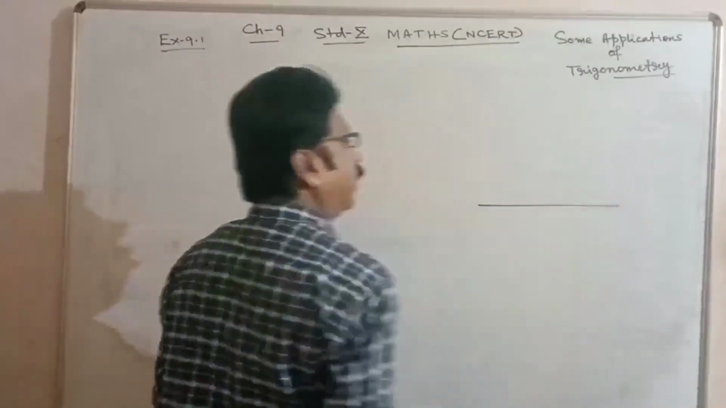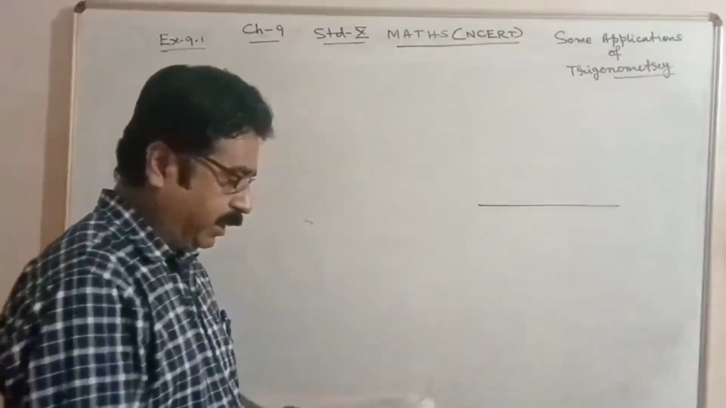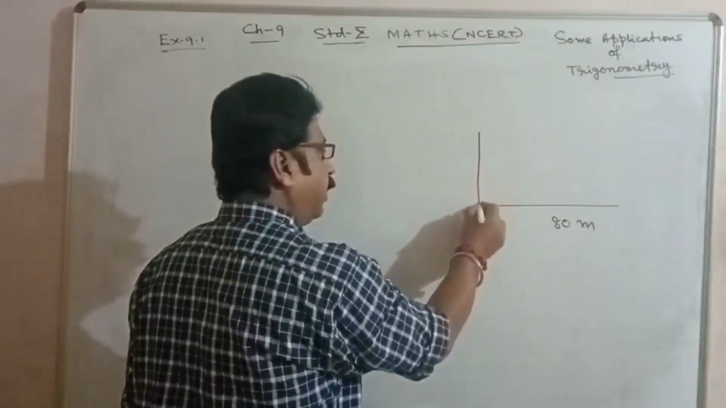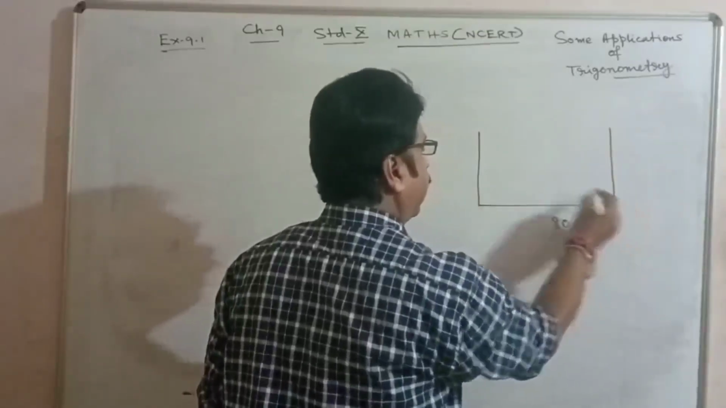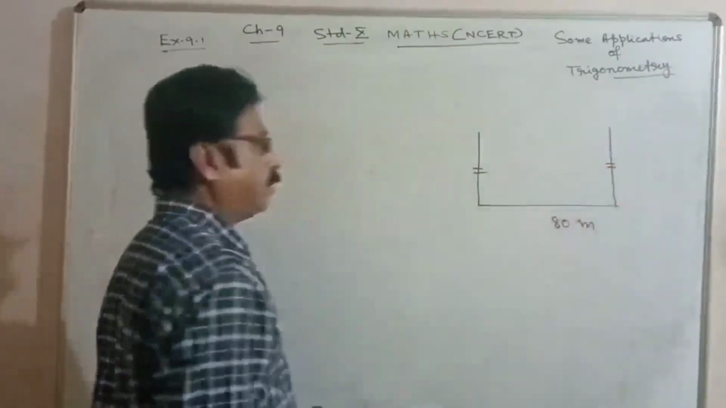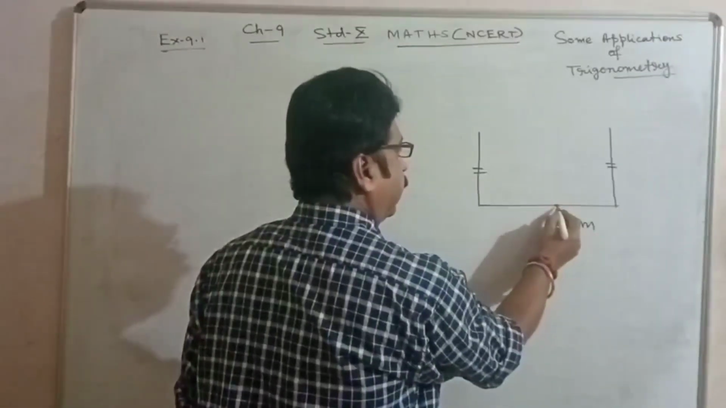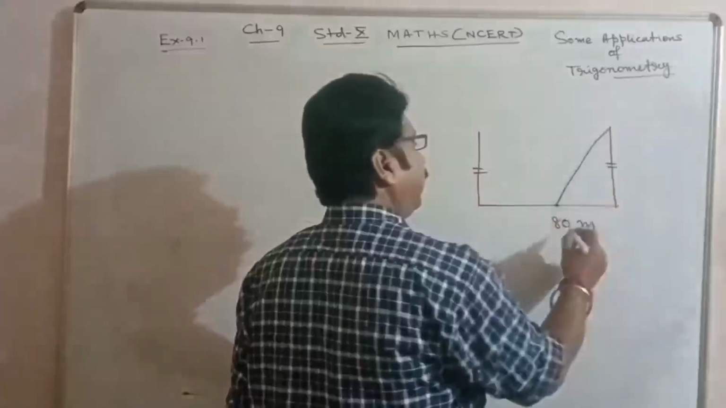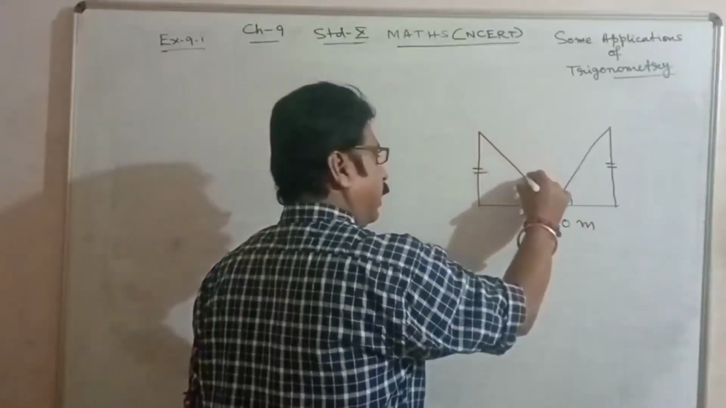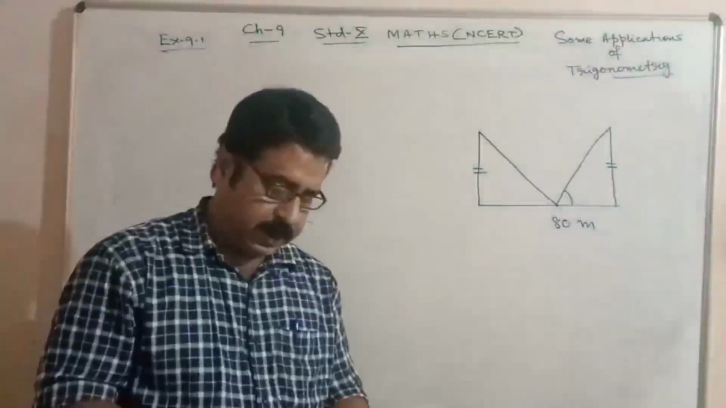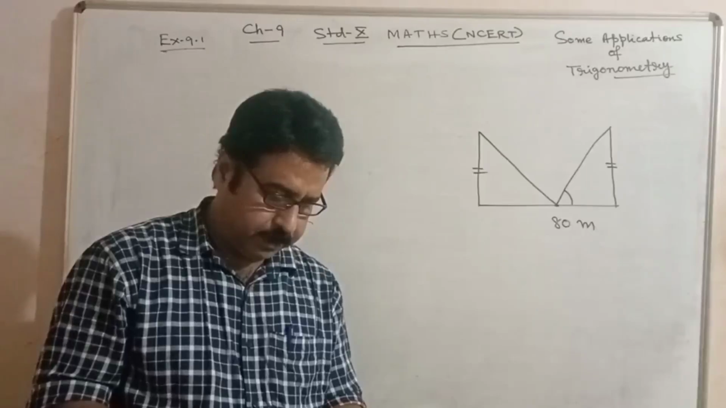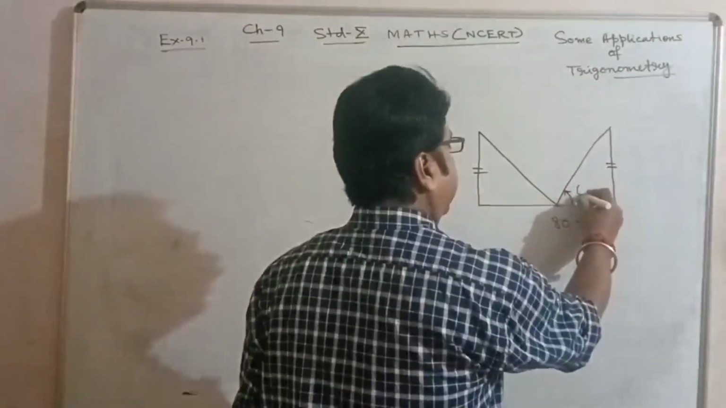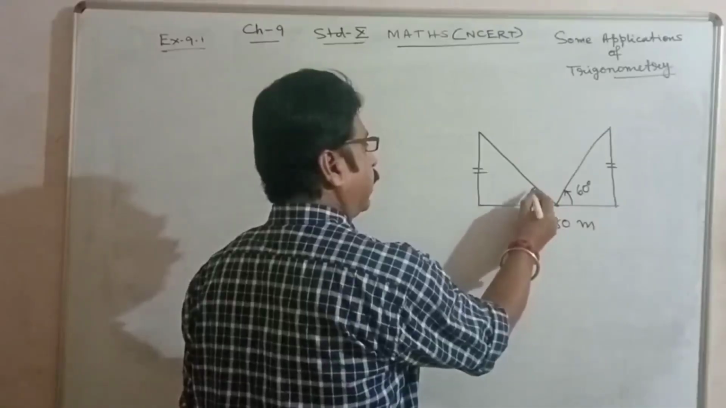This is horizontal level. This is the road. Width is given 80 meter. This is one pole. This is another pole. Heights are equal. Suppose this is one point on the road. For this pole, angle of elevation is given, and for this pole also angle of elevation is given. It is 60°. It is 30°.